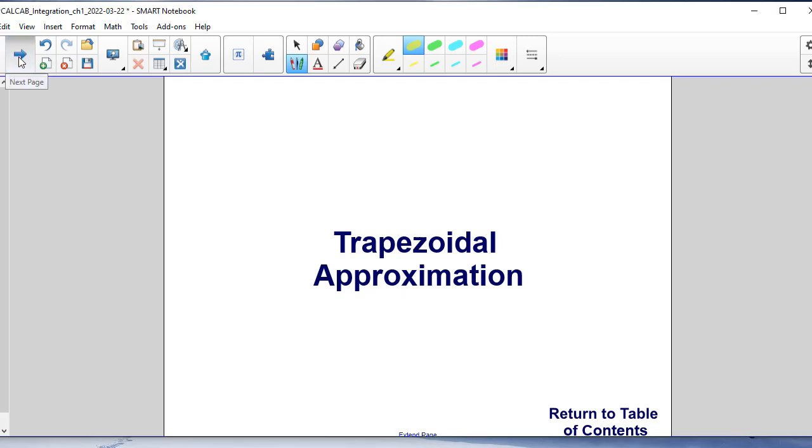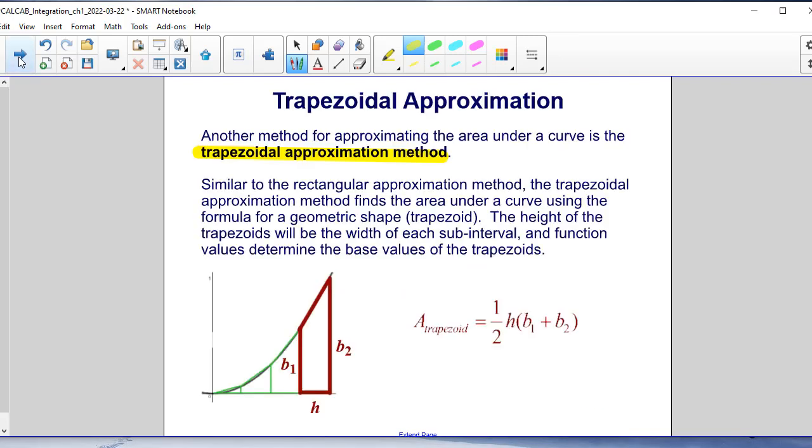Trapezoidal approximation. Another method for approximating the area under a curve is the trapezoidal approximation method. Similar to the rectangular approximation method, the trapezoidal approximation method finds the area under a curve using the formula for a geometric shape, in this particular case a trapezoid.